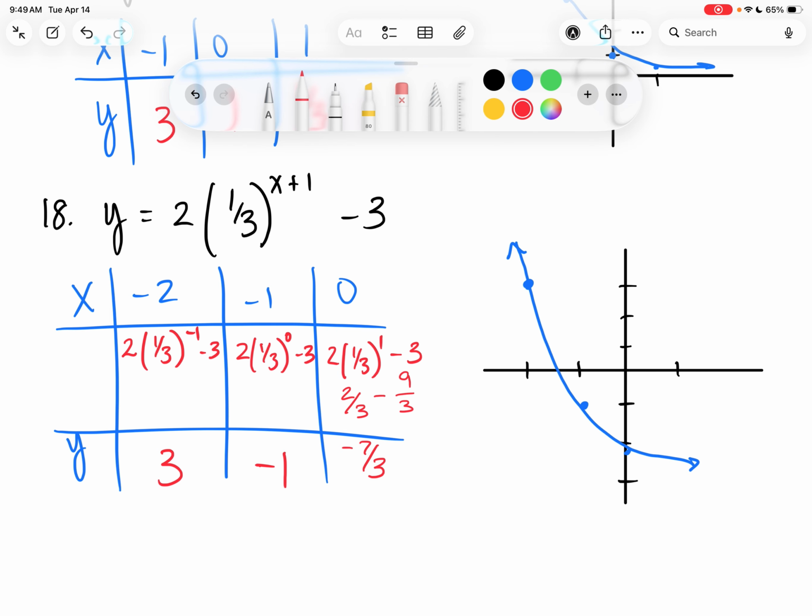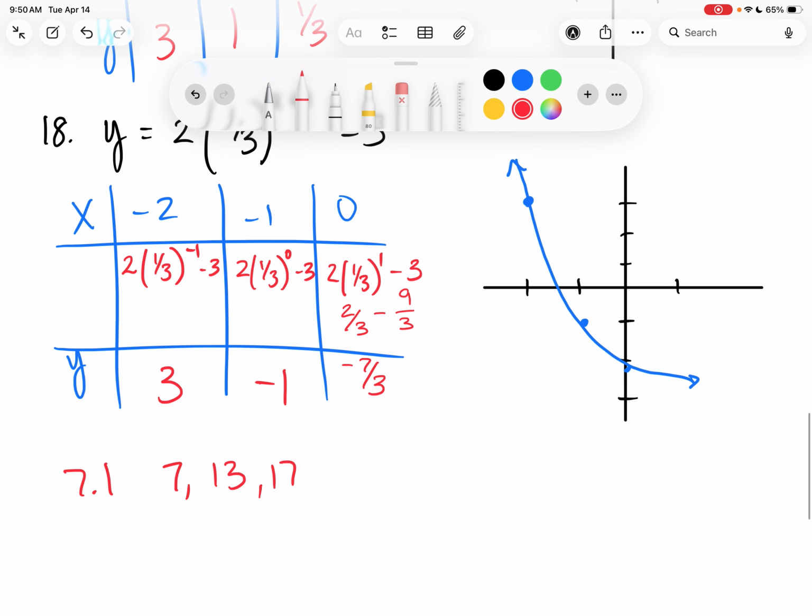All right, 7.1 problems. Let's do 7, 13, and 17, and then 7.2. Can we have the same paper though, right? Yeah. Let's do 7, 9, and 19.